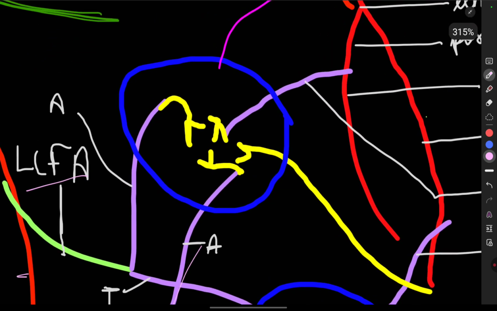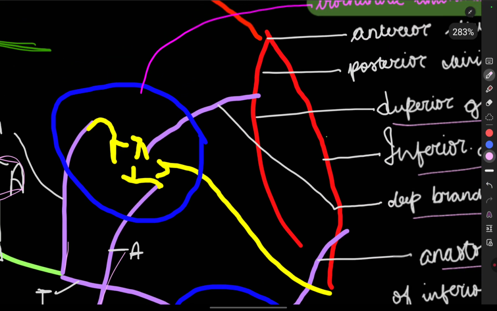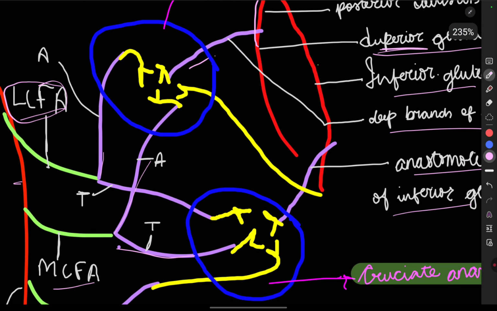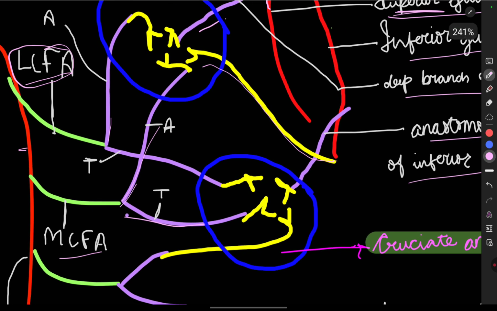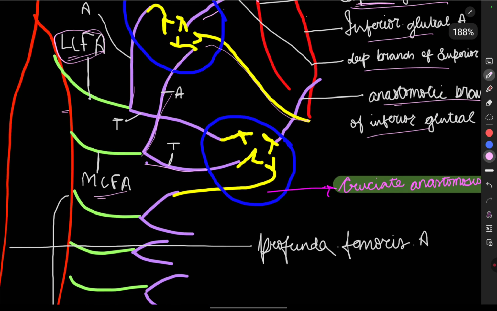So the trochanteric anastomosis is taking place between the ascending branch of the lateral circumflex femoral artery, superior gluteal artery, inferior gluteal artery, and the ascending branch of the medial circumflex artery. The ascending branches of both lateral and medial, one superior and one anastomotic branch, form the trochanteric anastomosis.